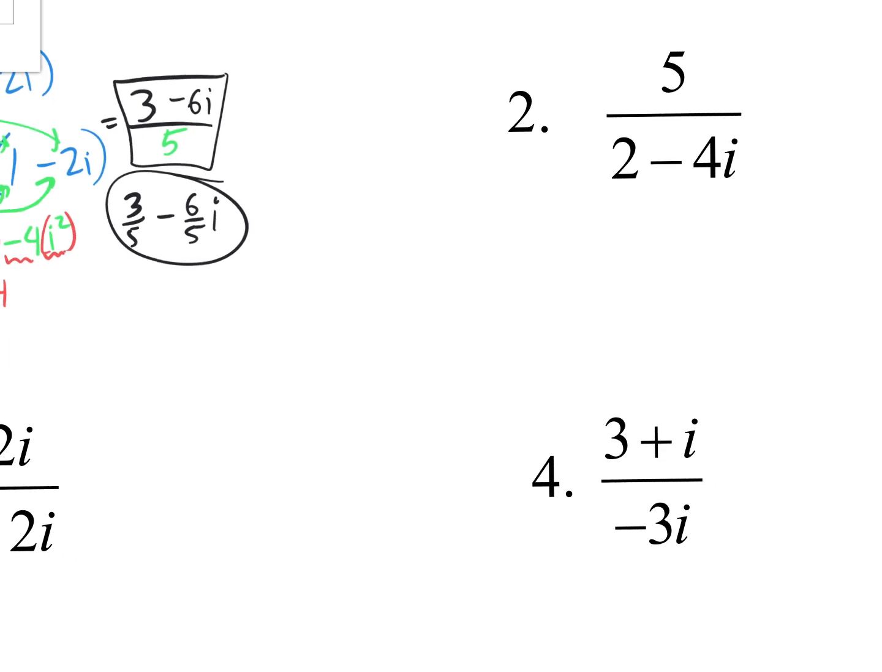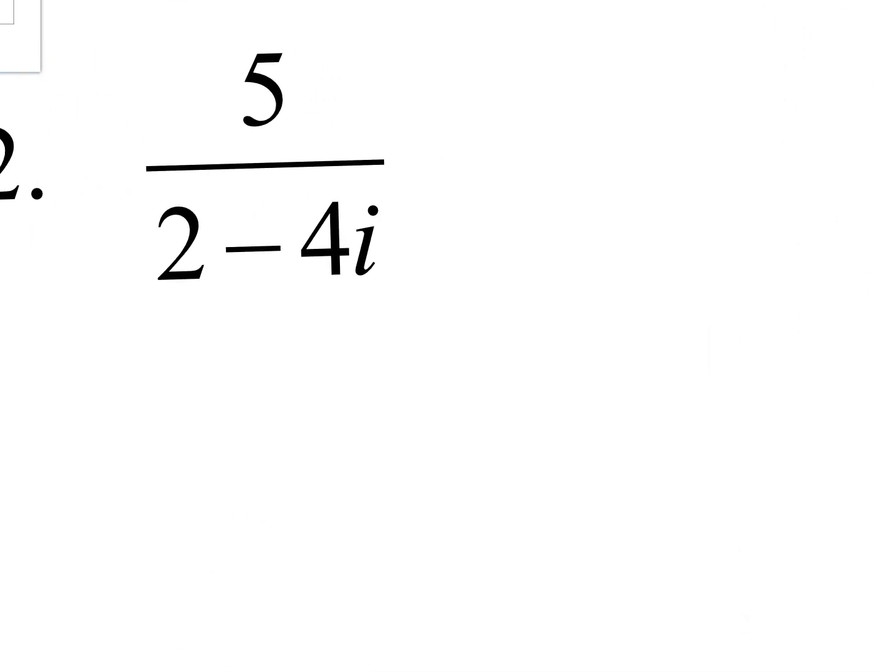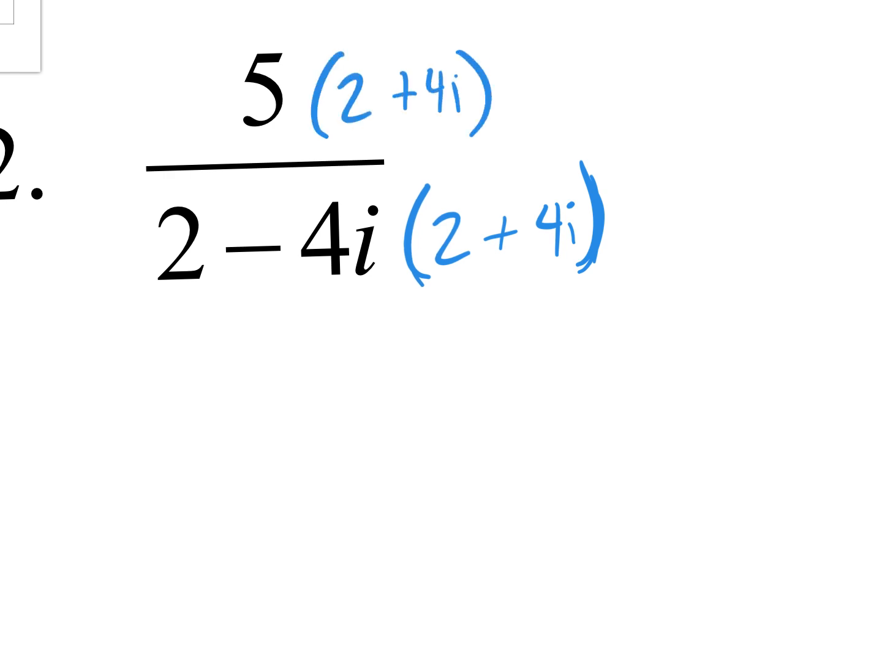Number 2, I don't want that i. So I'm going to multiply both top and bottom by what? 2 plus 4i. Exactly, the conjugate. That's exactly right. And you're going to do that to the top as well, 2 plus 4i. So on the bottom, we have a binomial and we need to multiply by its conjugate.